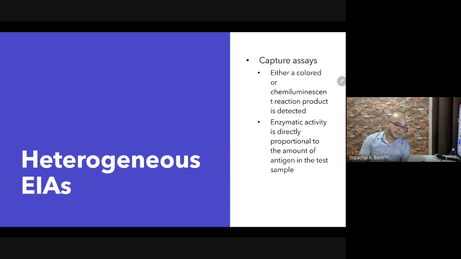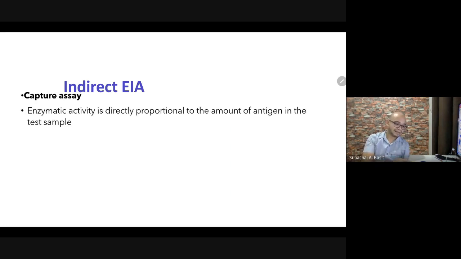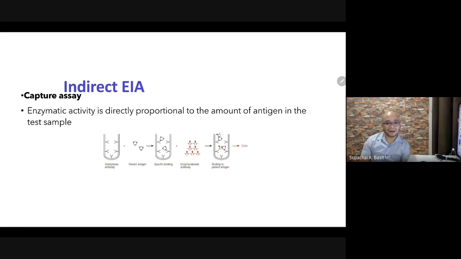In heterogeneous enzyme immunoassays, particularly for the capture assays, either a colored or chemiluminescent reaction product is detected. The enzymatic activity is directly proportional to the amount of the antigen present in the test sample, meaning the more intense the color is, the more antigen is present. So enzymatic activity is directly proportional to the amount of antigen.